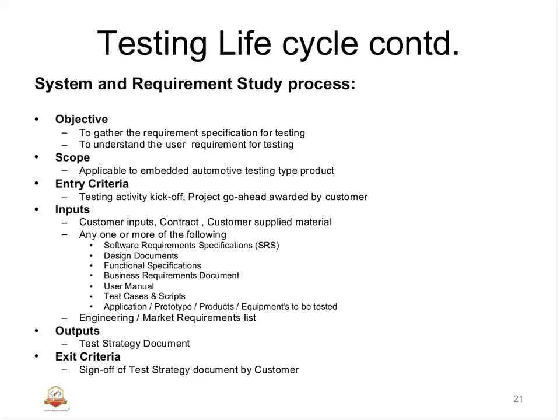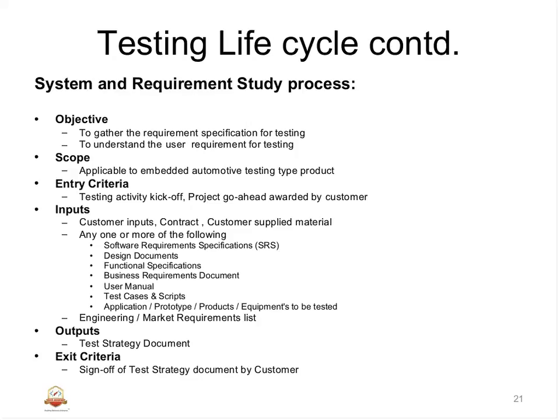Once we have the entry, we are going to have all the inputs that are identified. What are those inputs? It could be customer inputs, that is a customer input specification. It could be a contract given by the customer which will identify all the input material and customer supplied material, as I said, as part of the contract, and any of the below or all of the below, whatever it is. Usually it will be a software requirement specification, it will be a design document.